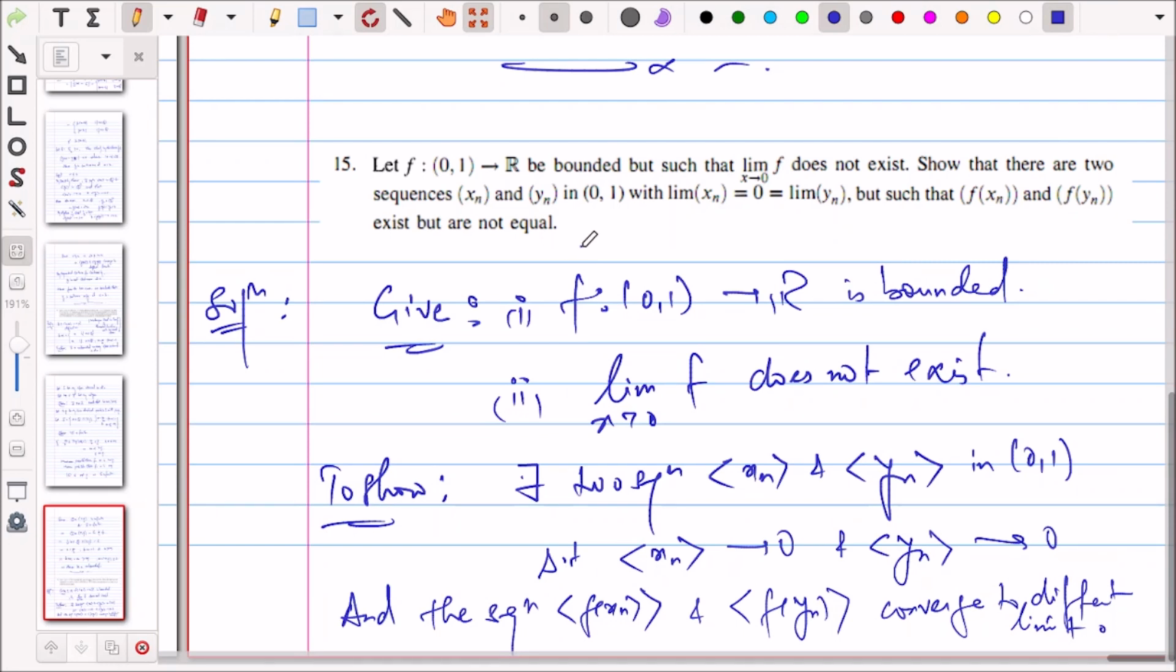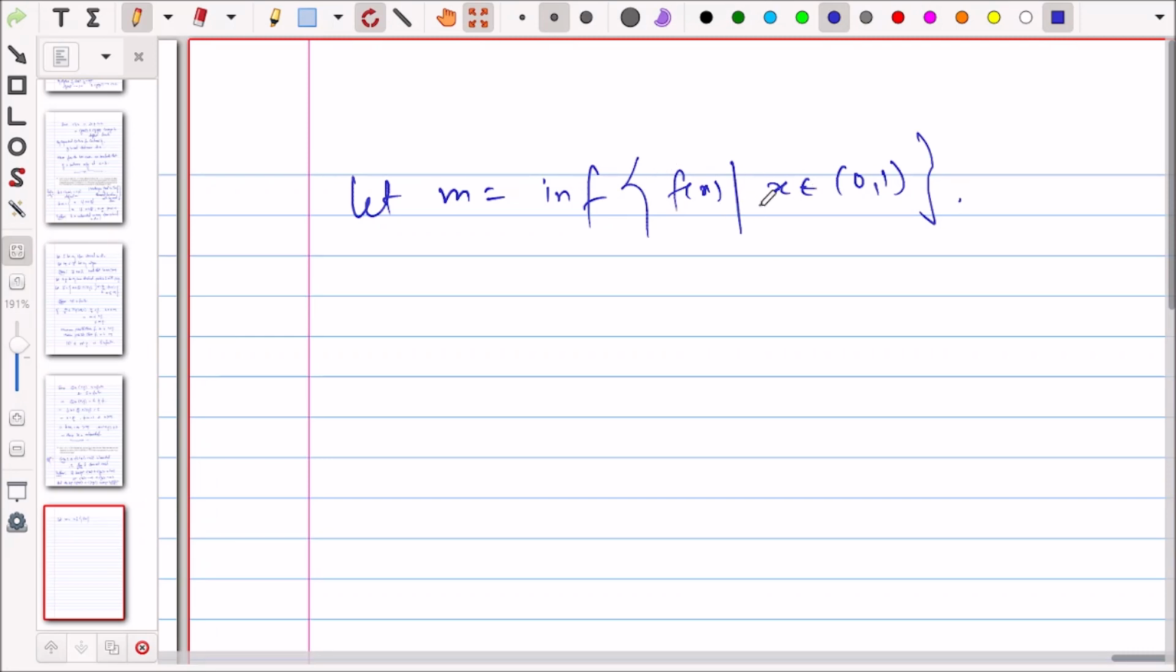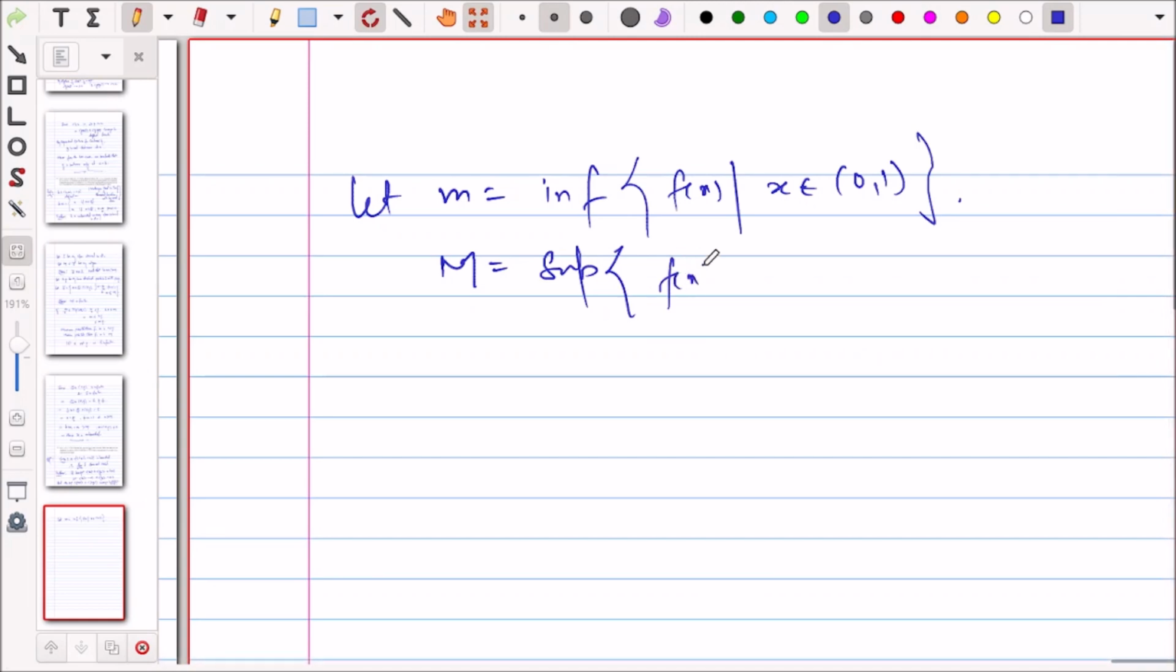So what we will do is we have to construct these sequences xn and yn. For that, first let small m equal to the infimum of f(x), x belonging to [0,1], because f is bounded. So this set is bounded, so infimum and supremum will exist, and capital M equal to the supremum of f(x), x belonging to [0,1].